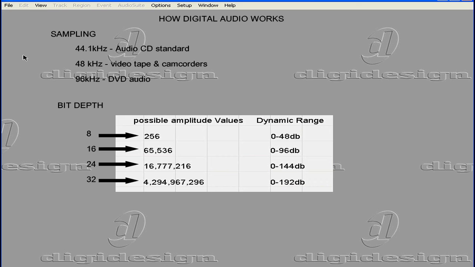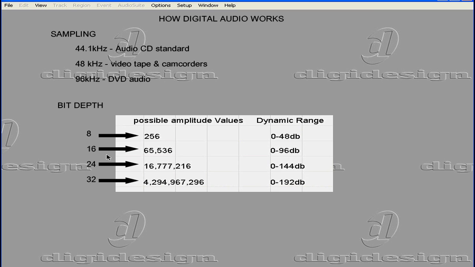Most commonly used are 8-bit, 16-bit, 24-bit, and 32. Each bit gives an additional 6 decibels of dynamic range. When we talk about these possible amplitude values, we're speaking exponentially. The bit depth is a figure of 2 to the power of 8, 16, 24, or 32. 8-bit is commonly used on the internet to keep your file sizes small. It gives you 256 possible amplitude values, or 2 to the power of 8, and a dynamic range of 0 to minus 48 decibels.